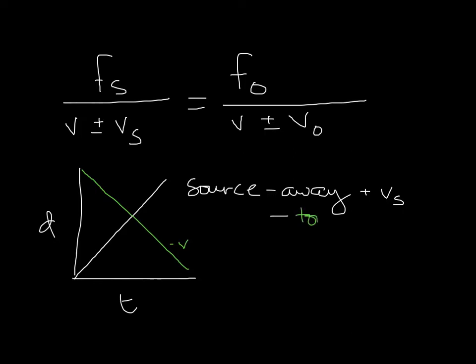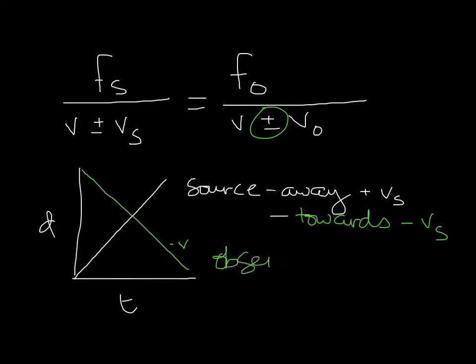So if I'm going towards, I'm going to subtract the velocity of the source. And so I find that the easiest way to remember, am I going to add or am I going to subtract? So what do we do about the observer? Because the observer also has this plus minus thing.